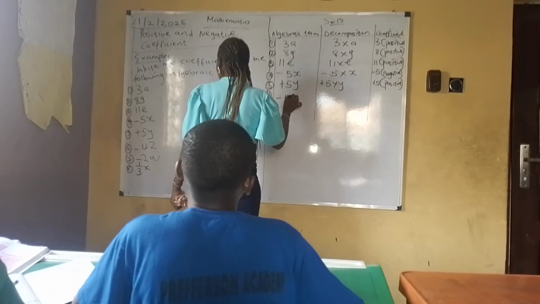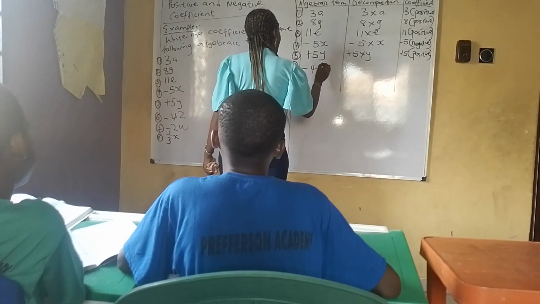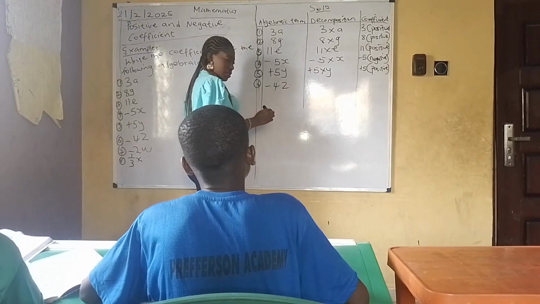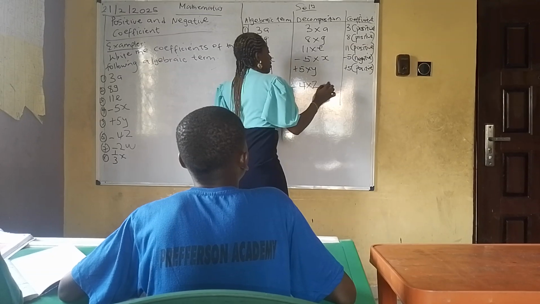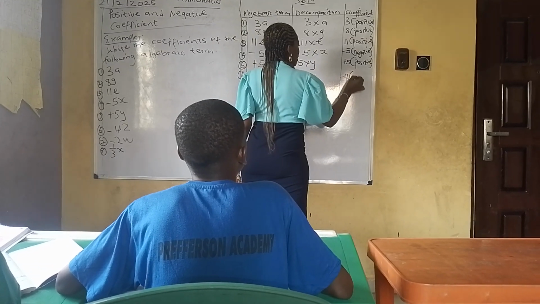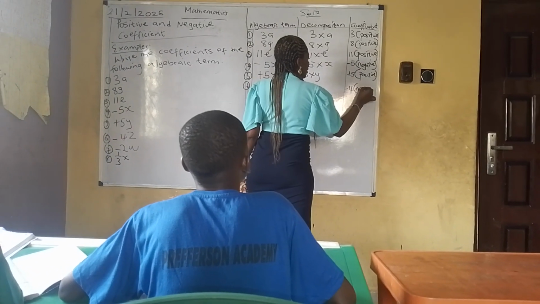Number 6 is what? Minus 4z. Is it not z? Yes, it has to be z. So you have minus 4 times z, which is what? Minus 4. And it is what? Negative. Good job.